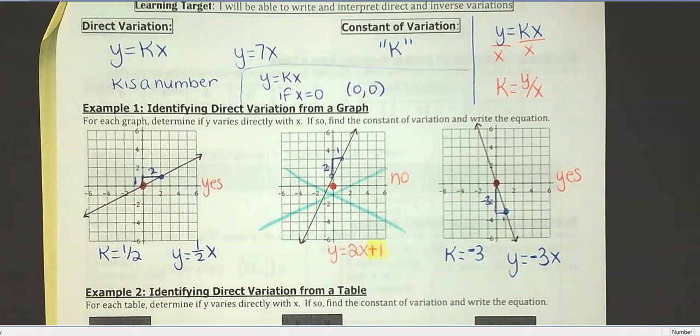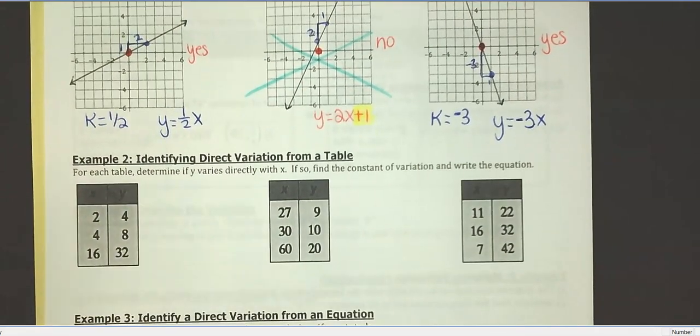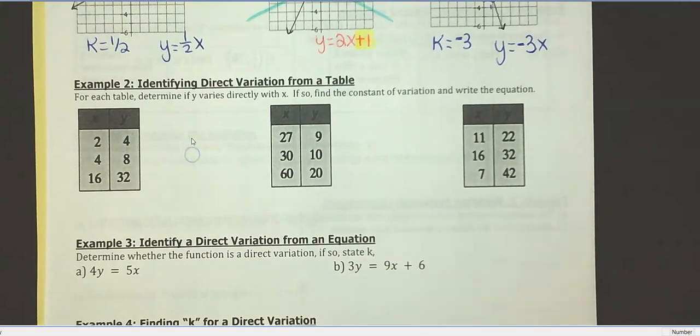So if you're looking at a graph and it asks you if it's a direct variation, it has to go through the origin. If it doesn't, it's automatically not. If it does go through the origin, all you got to do to find your k value is find the slope of the line.